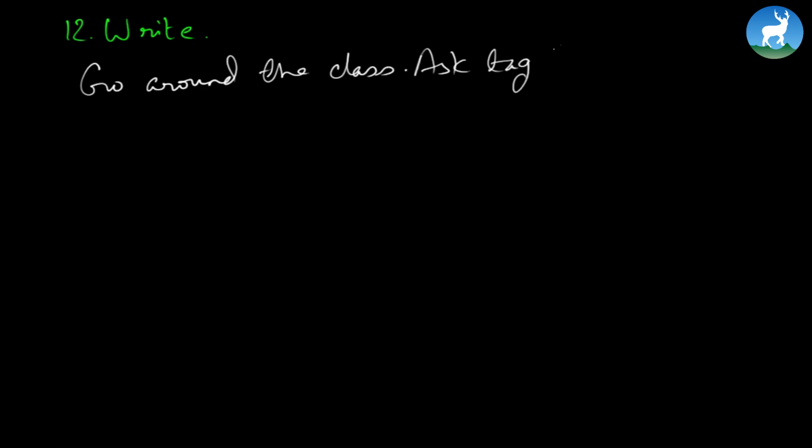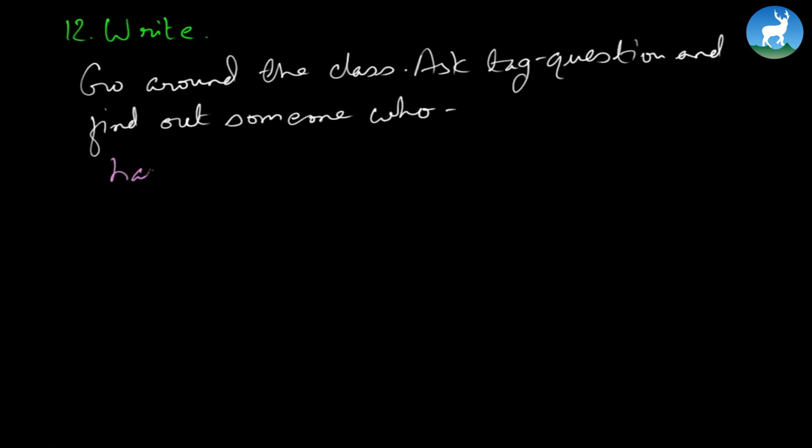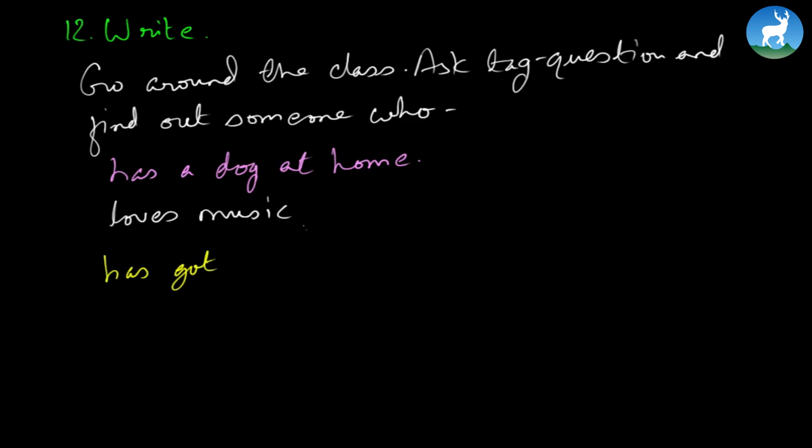Now, let's continue further. Here's number 12, and it says, go around the class. Now, your task is to ask tag questions. Rather, I want you to write it down in your copy. Ask tag questions and find out someone who has a dog at home, who loves music, or who has got a bicycle, radio, or a watch.